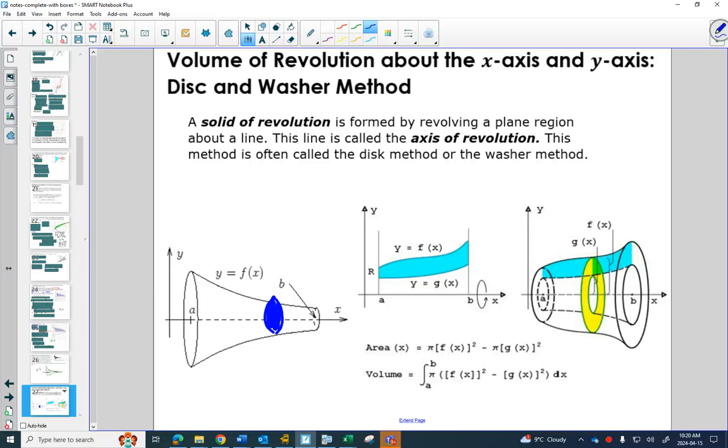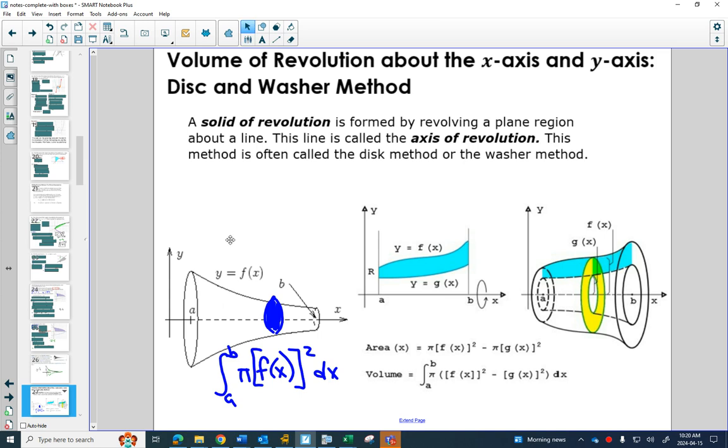Well, we can find all of those areas, right? If I wanted to find the area of one of those circles, it would be pi r squared. And pi r squared, well, the radius would just be the length of f of x. Then if we took all of those circles and added them up, the integral from a to b will be adding up all of those disks and give us the volume of that solid.